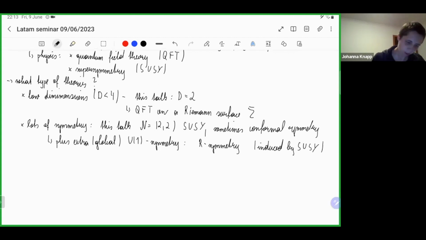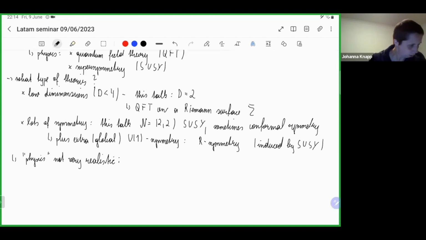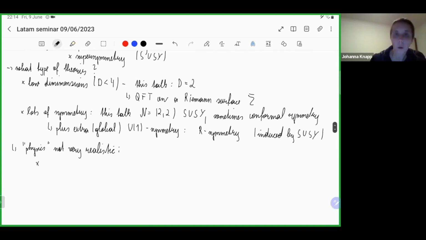So if I make these strong restrictions, the actual physics, at least from the viewpoint of a physicist who wants to describe the real world, is not necessarily very interesting or realistic. So why? One thing is when you're in very low dimension in particular, very often there are no or very few propagating degrees of freedom.